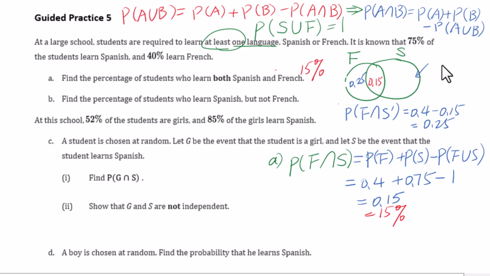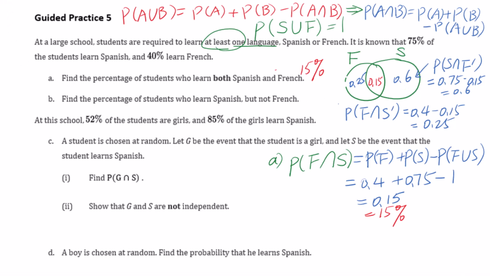For this part, probability of Spanish intersection not French will be 0.75 minus 0.15 equals 0.6. 0.6. So for B, find the percentage of students who learn Spanish but not French will be this part. Change into percentage will be 60%.